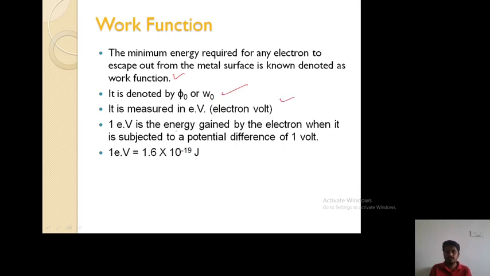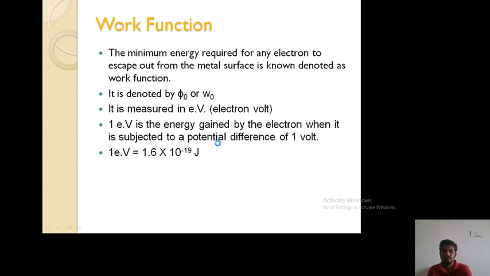What is 1 electron volt? It is the energy gained by an electron when you apply 1 volt of potential difference. Then the energy associated with it is said to be 1 electron volt, and it is equal to 1.6 into 10 power minus 19 joules.